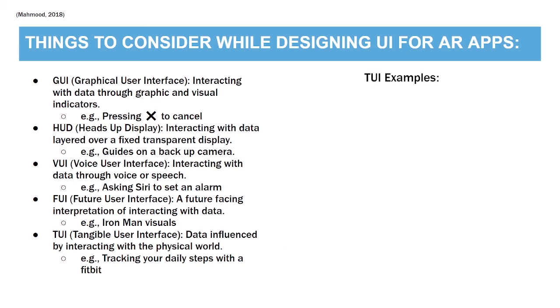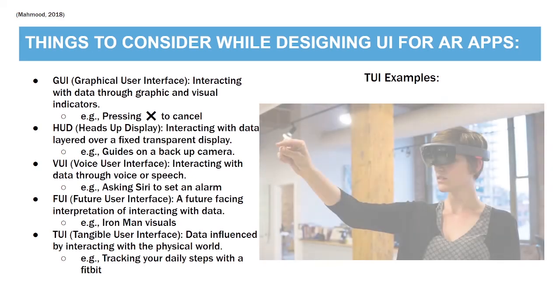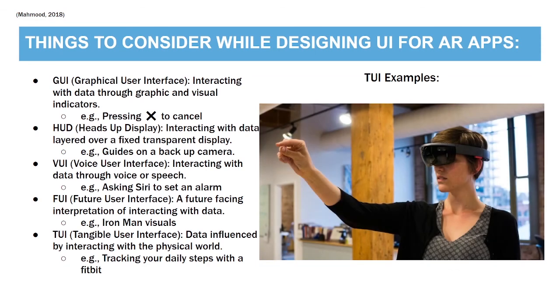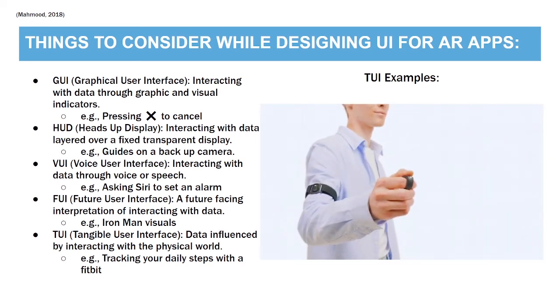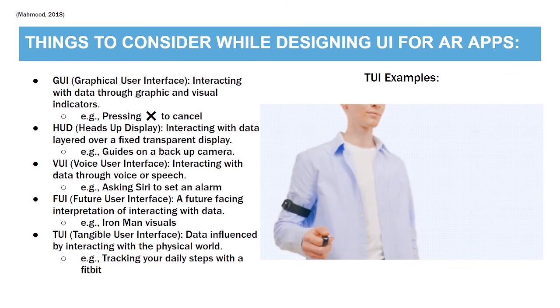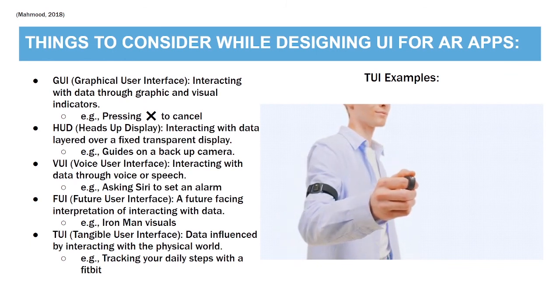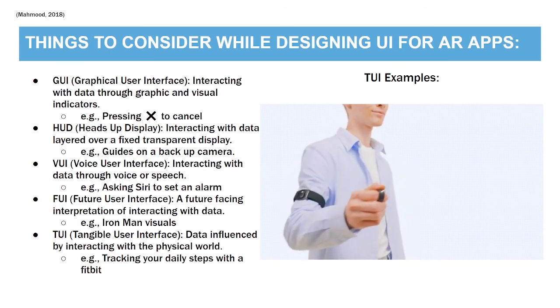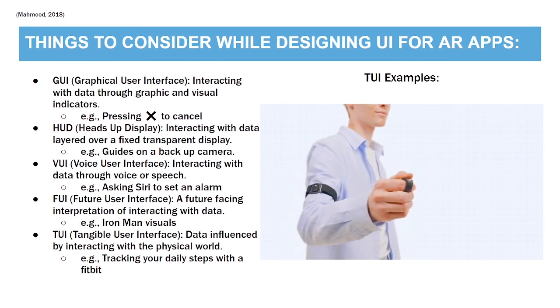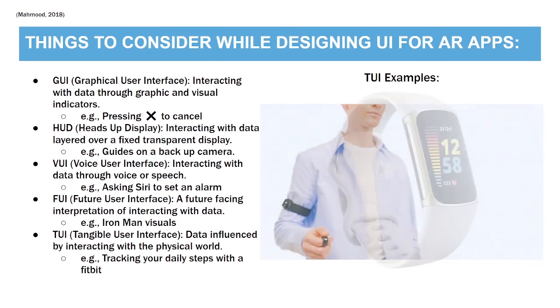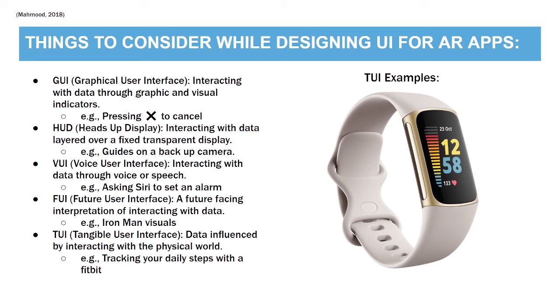Finally, TUI, or tangible user interface, is when data is influenced by interacting with the physical world. For example, tracking your daily steps with a Fitbit, or when you're using gestures with your hand to control something instead of a remote control. For example, the Finch ring is just a ring that you use and you got to move it around and make gestures in order to control things like you would in virtual reality with a controller. Like I said, the Fitbit is also a good example.